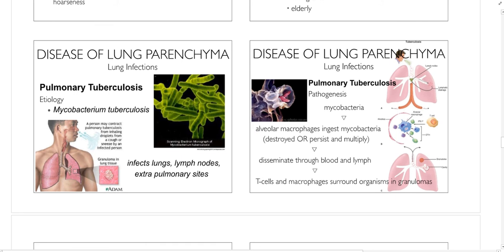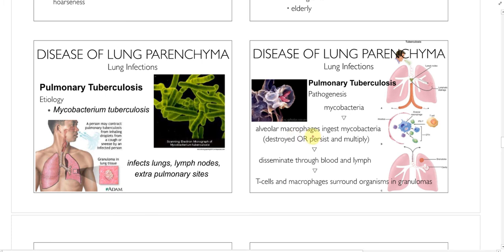So the etiology is always the Mycobacterium tuberculosis. And so we have the exposure to the mycobacteria, it gets into the lungs. Alveolar macrophages will then ingest the mycobacteria, at which point they'll either be destroyed or they will persist and multiply. Either way, the body is trying to destroy that mycobacteria. And I believe even if they are destroyed, the body still kind of thinks that they are not really fully destroyed.